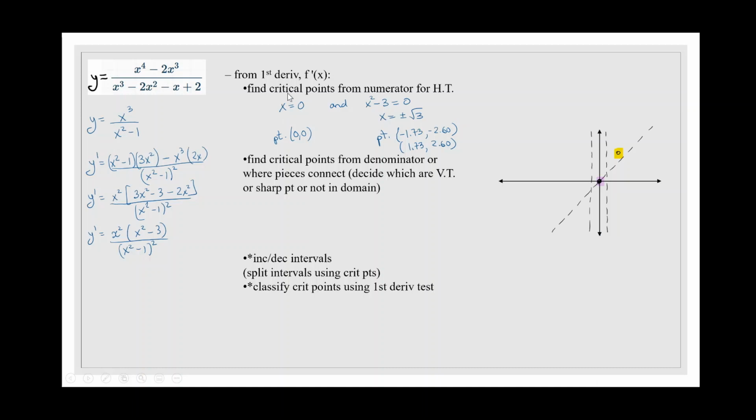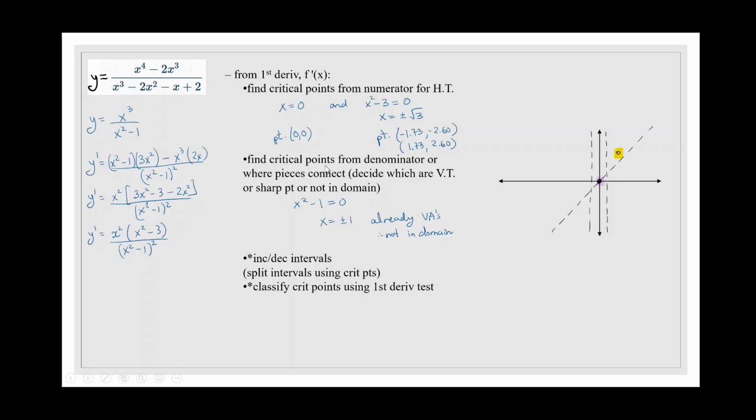So critical points. The numerator could be 0 when x equals 0, so that's one of the points. And this could be 0 when x equals plus or minus square root of 3. These are the approximate versions of square root of 3. And these values, quick reminder, I find them by taking the plus or minus root 3 and putting them into the original function. Either the original or the simplified version would do the trick.